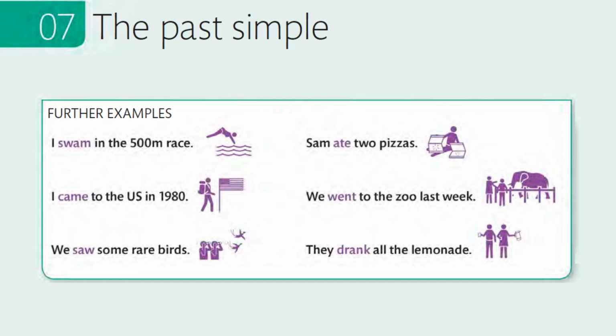Further examples. I swam in the 500 m race. Sam ate 2 pizzas. I came to the US in 1980. We went to the zoo last week. We saw some rare birds.